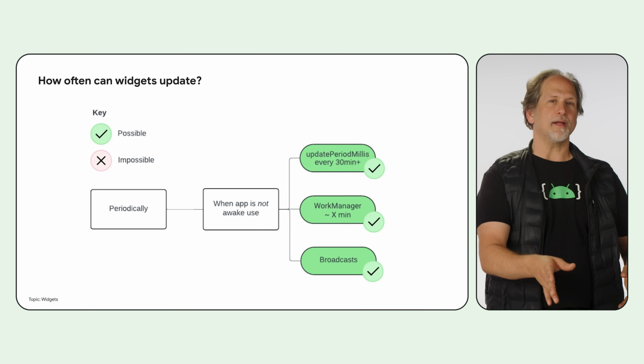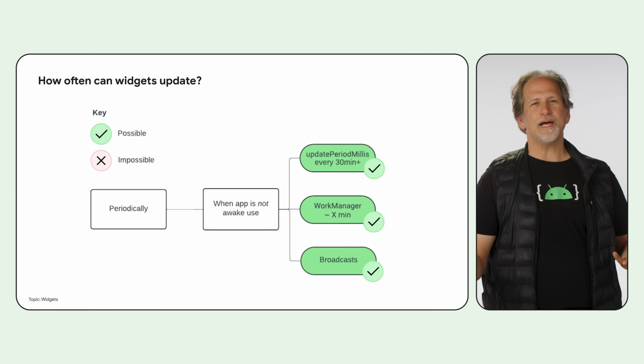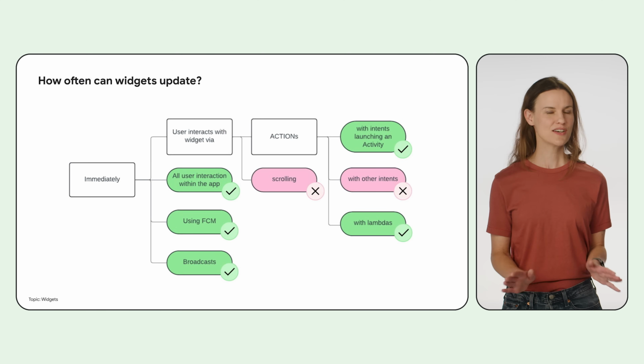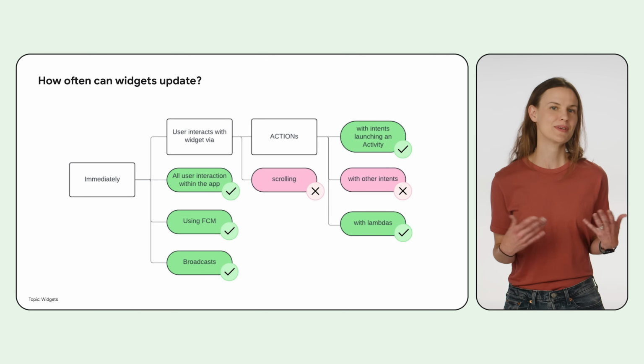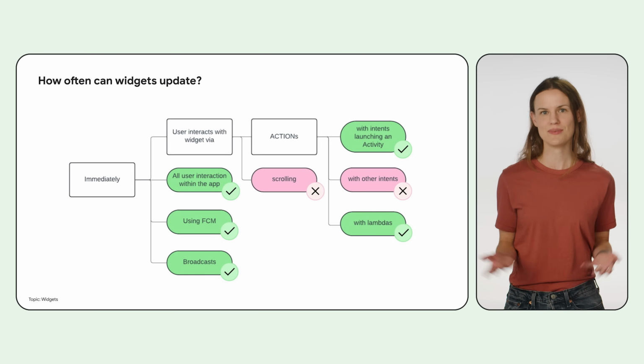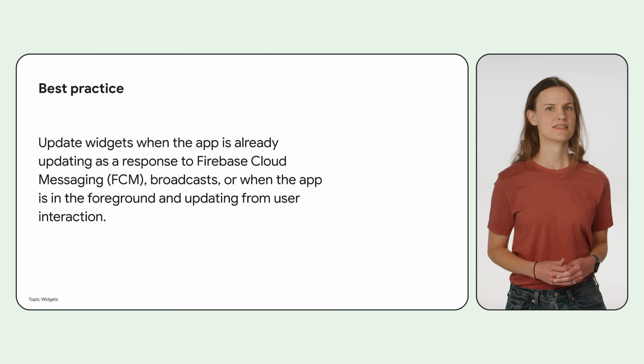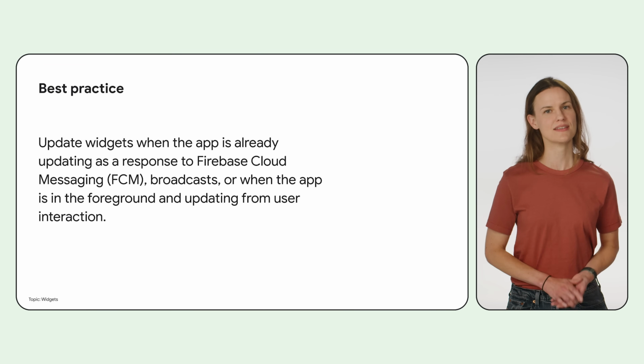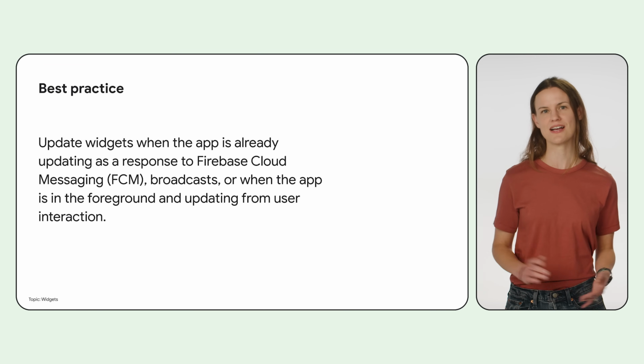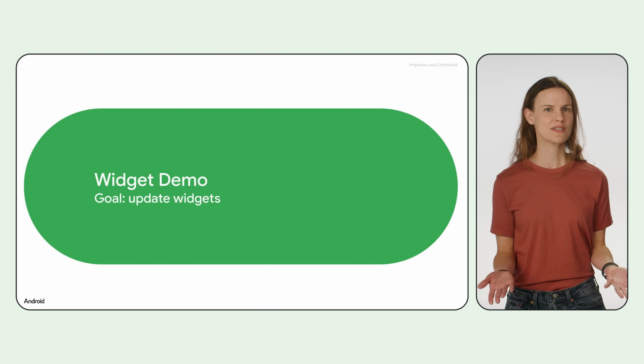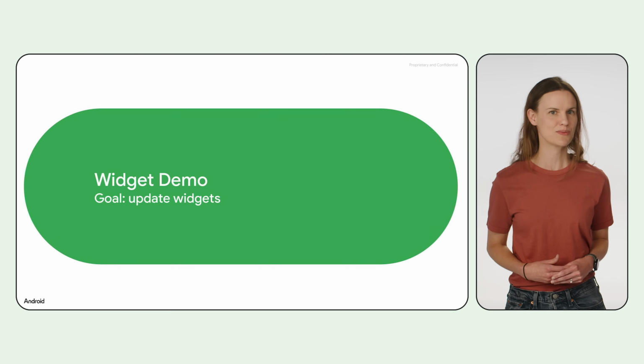Widgets can update periodically when the app is not awake, for example, once every 30 minutes. That's often not frequent enough. When your app is awake, however, widgets can update immediately. As a best practice, update the widget while the app is updating, such as from a user interaction. Here's how Socialite Spin on the Favorite Contact widget updates from user interaction.